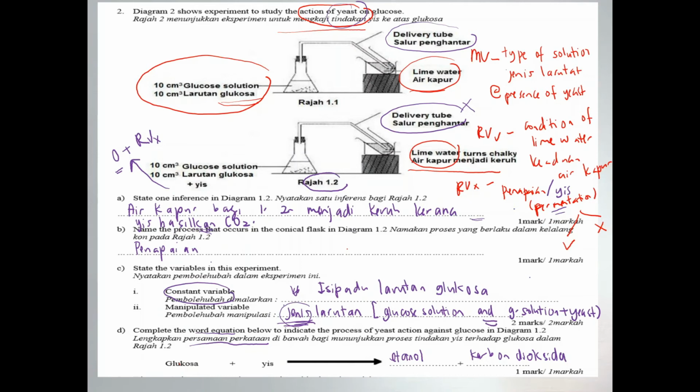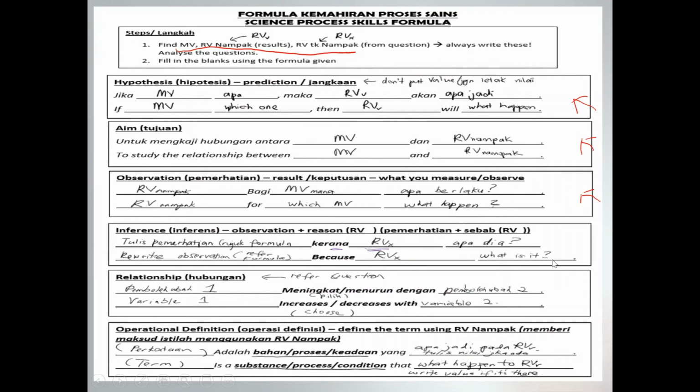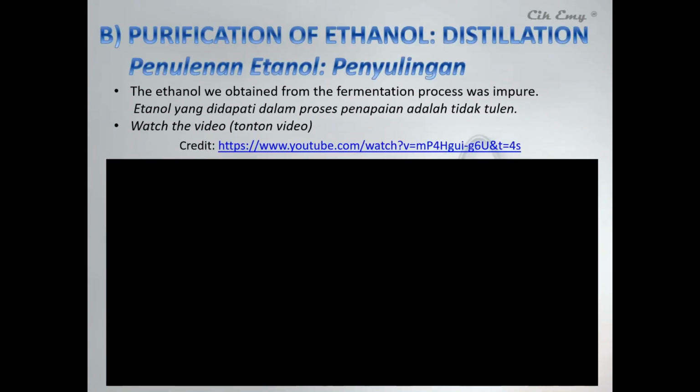Okay, so itu sahaja untuk proses fermentation. Tadi kita tengok proses fermentation kan. Penapaian tu dia menghasilkan etanol yang tidak tulen. So the fermentation process actually produces impure ethanol yang tak tulen. So you have to purify the ethanol first. So awak kena tulenkan dulu etanol yang kita dah hasilkan tadi.